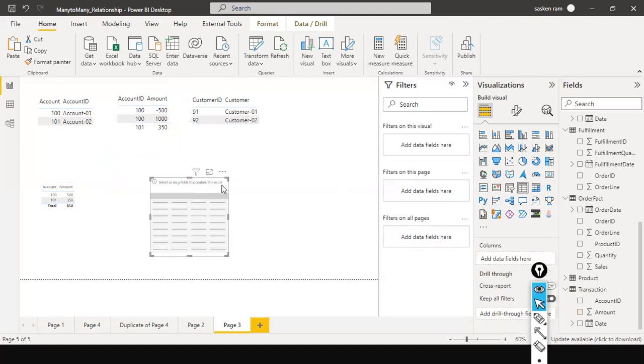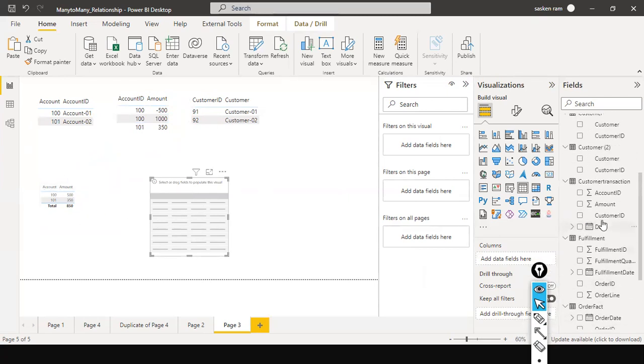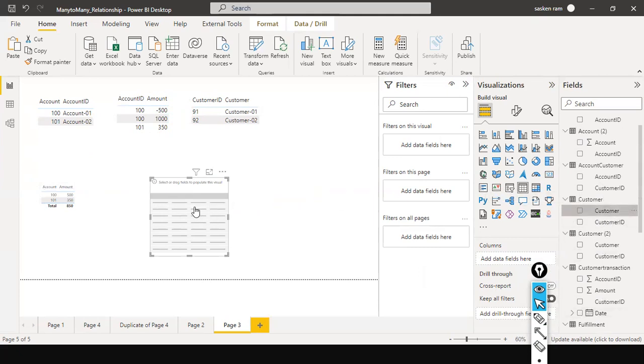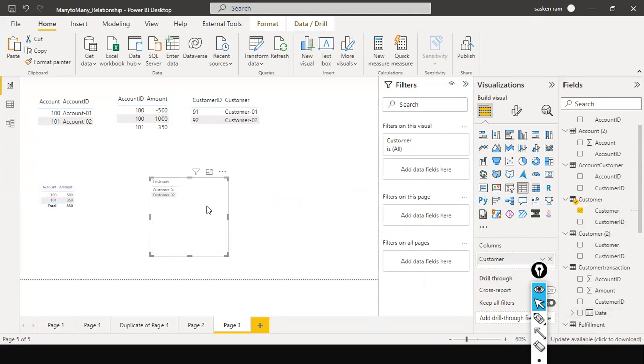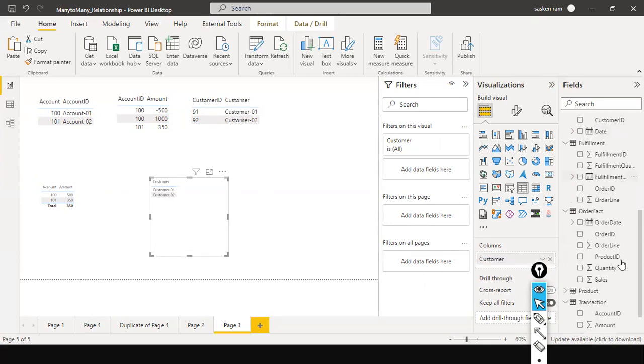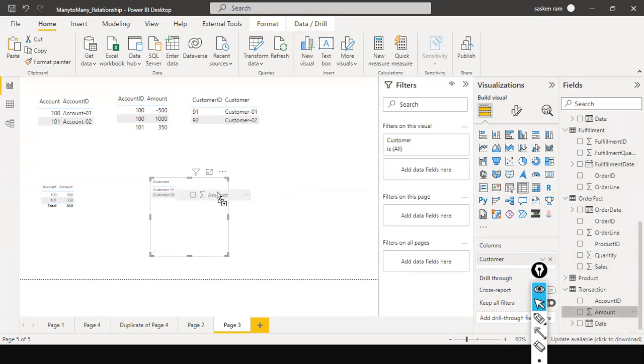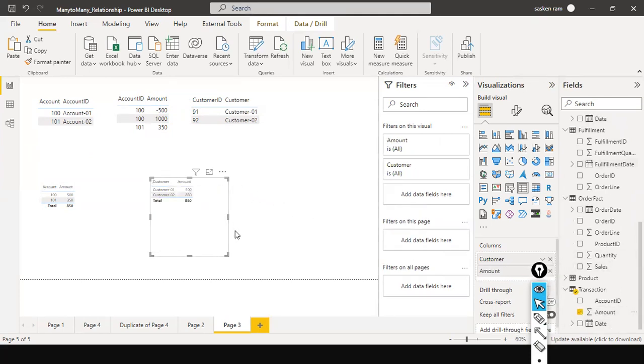The next one, I just want to see the customer-wise balance. This is the account-wise balance, fine. For customer-wise balance, I just drop the customer name here. How much balance does each customer have? I'm going to drop the amount column here. If you see here, 500 and 850 is there. Okay, is that the correct value?